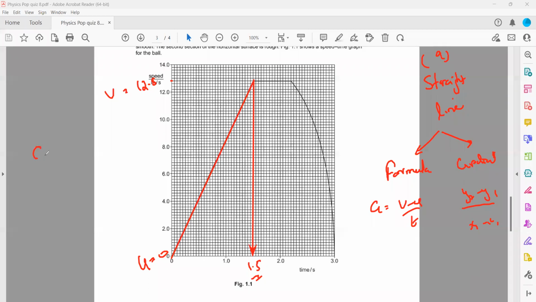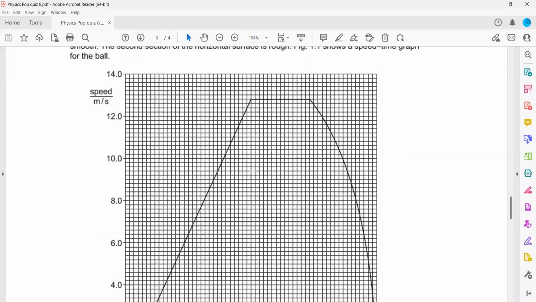So we use the formula here. The final speed is 12.8, initial speed is 0, divided by 1.5. So the expression is 12.8 divided by 1.5, which is equal to 8.5 meters per second squared. Is this part clear, how we worked out the acceleration? So if it's a straight line graph, it's up to you. You can use a formula or a gradient.